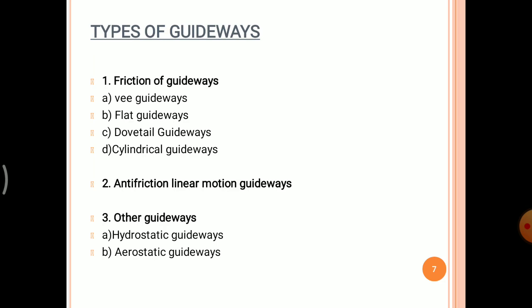Now we will discuss the types of guideways. There are mainly 3 types: friction guideways, anti-friction linear motion guideways, and other guideways. In the friction guideways, there exists some friction. There are 4 types of frictional guideways: V guideways, flat guideways, dovetail guideways, and cylindrical guideways. Number 2, anti-friction linear motion guideways, and number 3, other guideways. In the other guideways, we have hydrostatic guideways and aerostatic guideways. These different types of guideways we are going to study in the next videos one by one.